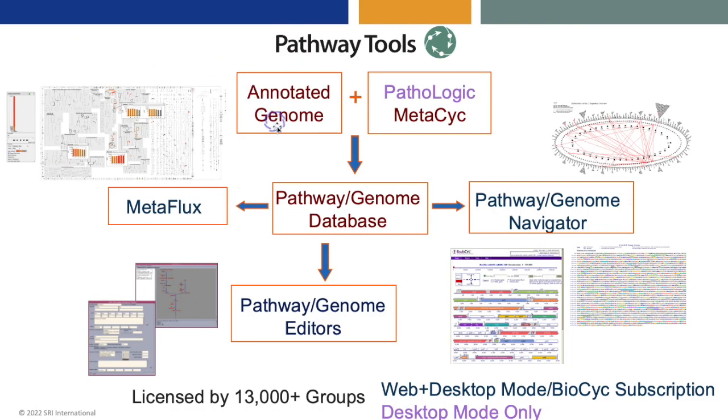Now here's the big picture of how Pathway Tools operates. It takes as its input an annotated genome, and it's the PathoLogic component of Pathway Tools, the inference component, that builds a new Pathway Genome Database containing information from the annotated genome and containing new inferred information. Once we've created a new Pathway Genome Database, the Navigator component of Pathway Tools can be used to search, browse, and analyze this information in various ways. The Pathway Genome Editors can be used to modify a Pathway Genome Database interactively, and the MetaFlux component of the software can be used to create a quantitative metabolic flux model from a PGDB.